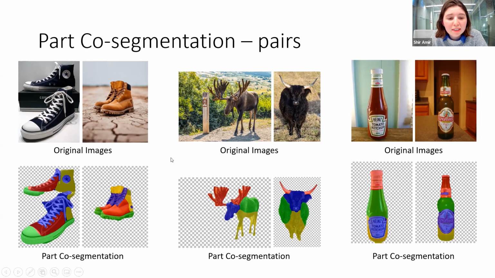We don't have a data set for part segmentations of shoes, yet our method, in an unsupervised manner, enables part co-segmentation of the shoes. So we have this region of the shoe, the green region, which is common, and also the laces. Similarly in the animals, since both of these animals have horns in common, the method decided to give the horn an entire cluster, and also in the cases of bottles.